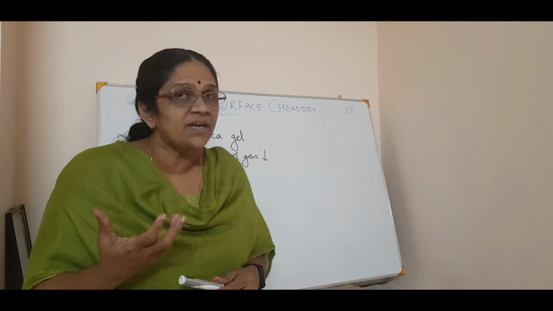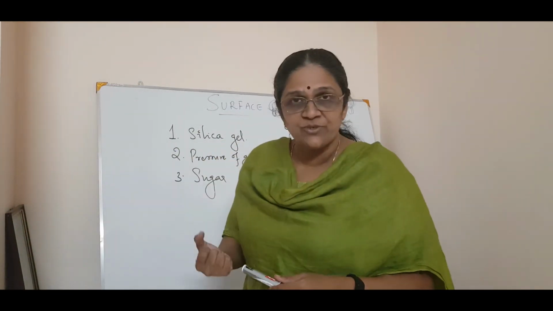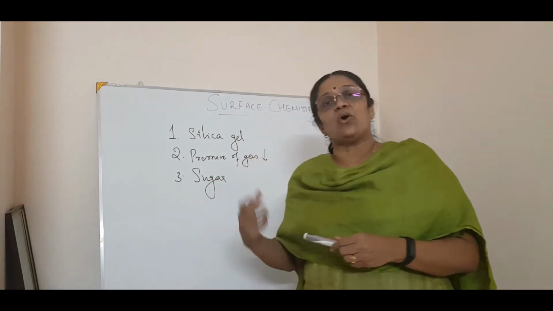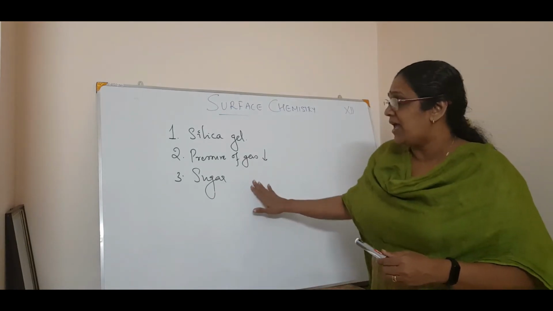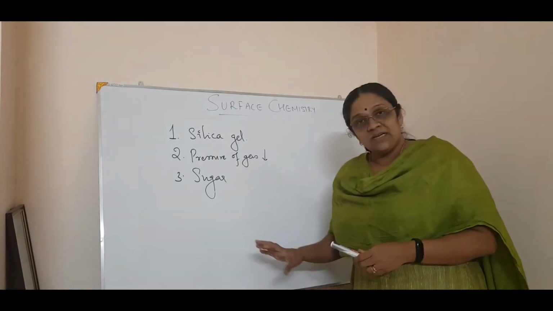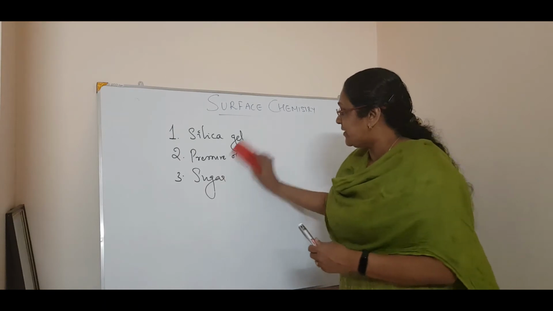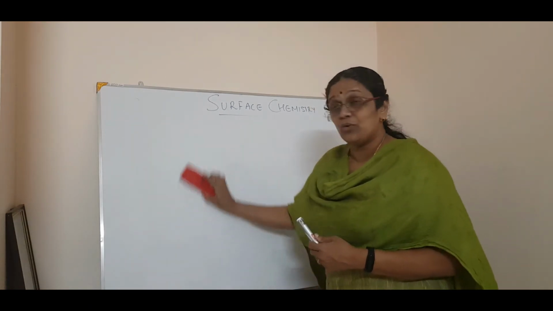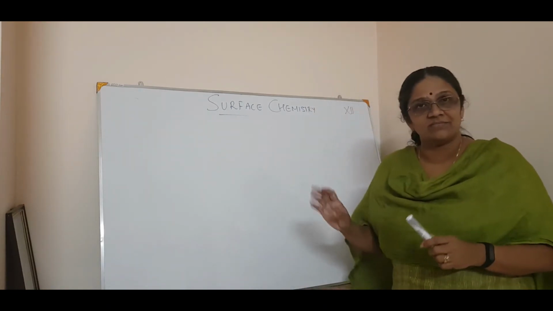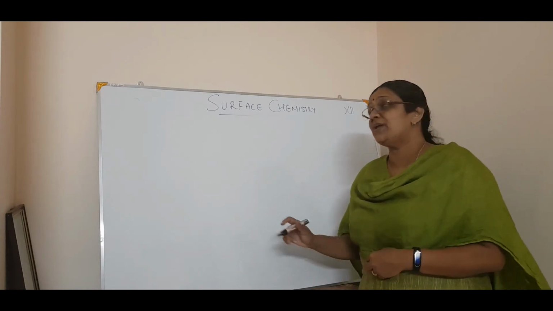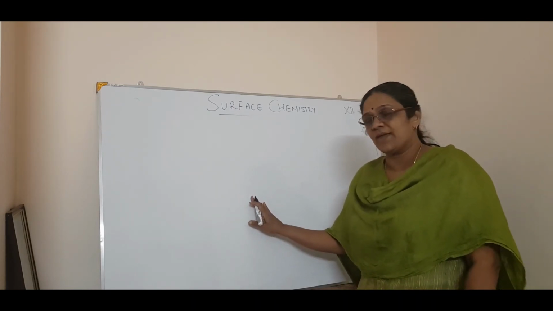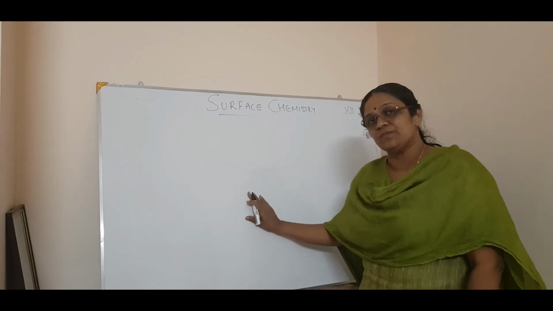Now what are we studying? Adsorption, adsorbent, adsorbate, and some of the examples. Is it clear? So this is a very good chapter. Why? Because there are no numericals in it. Only theory. So it is very good to score marks also. It's a very small chapter also.